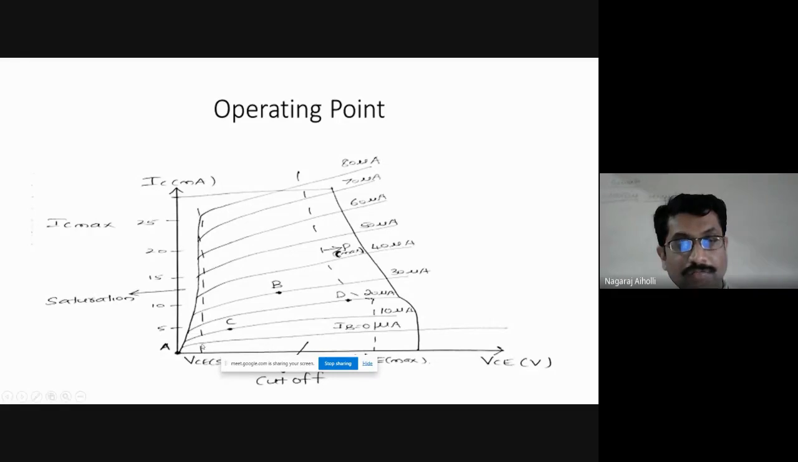You can see the spread of the IB curves, that is, the base current curves are spreading here at this region nearer to the operating point C. Because of this, there is non-linearity in the output. Because of the spreading of these base current curves, there is no linearity, and hence the output obtained is non-linear or distorted. That is for the operating point C.